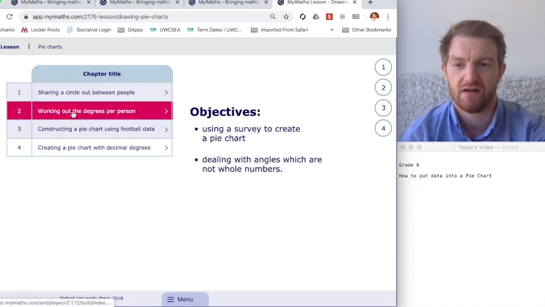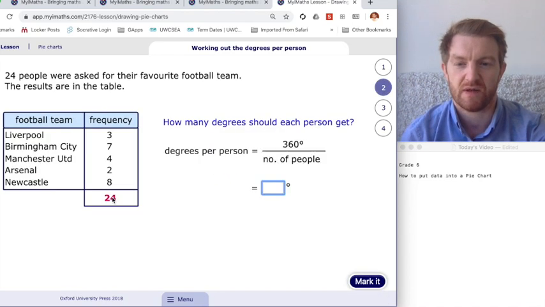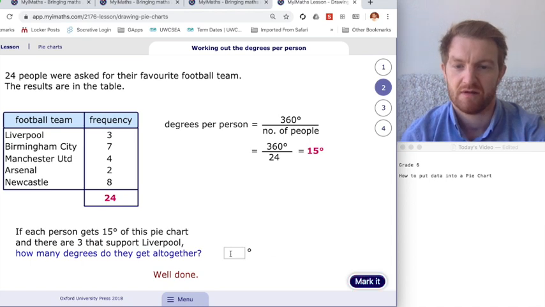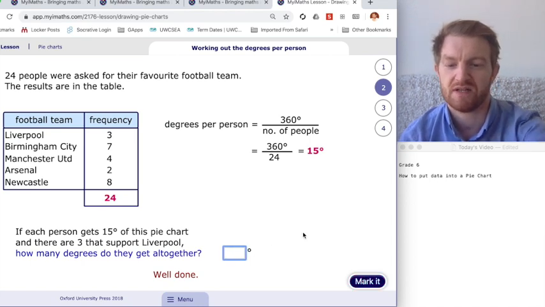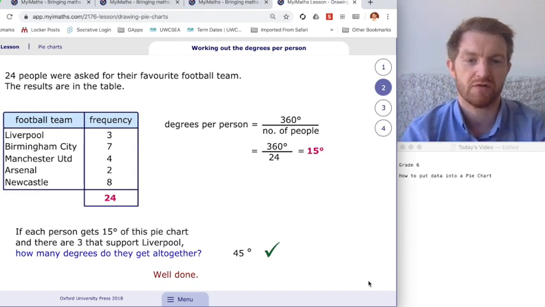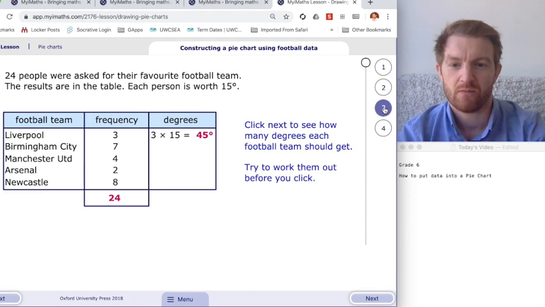So we've done working out the degrees per person, so that's what we did. Obviously 360 degrees divided by 24 would be 15. And 3 people, 3 times 15 would be 45. So this is like a little walkthrough that you can do. Okay, obviously this will give you that.